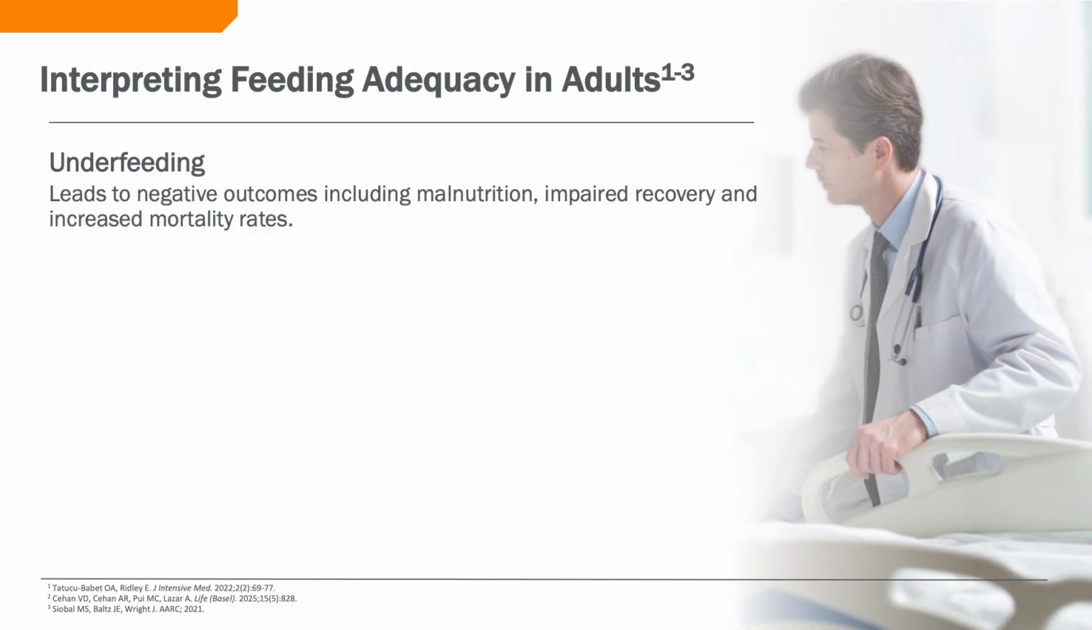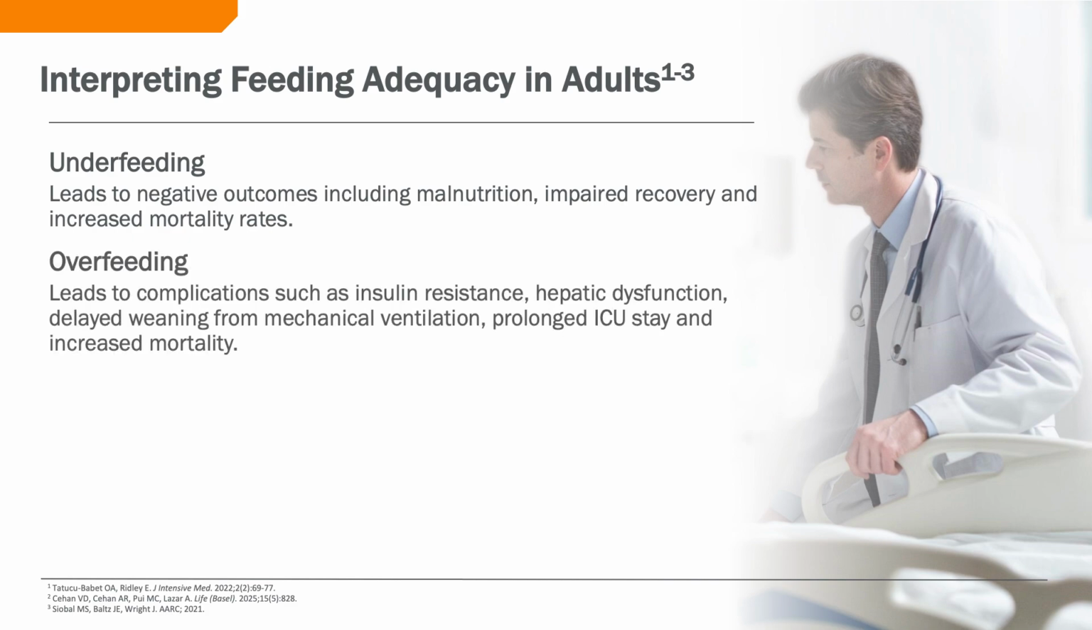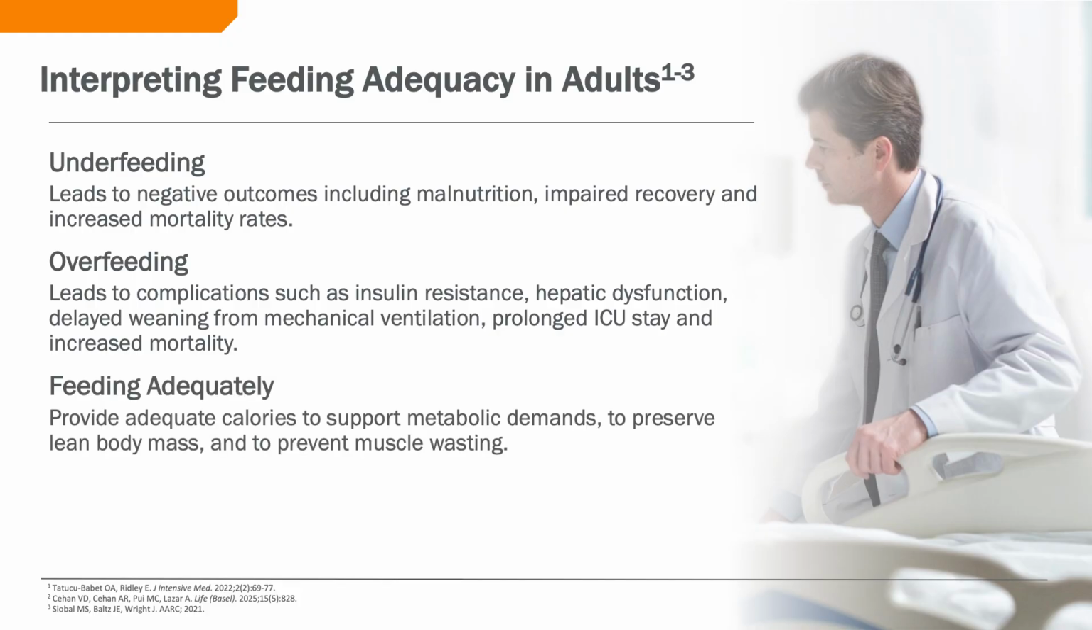How do we look at interpreting feeding adequacy in adults? When we're underfeeding, this leads to negative outcomes, including malnutrition, impaired recovery, and increased mortality rates. With overfeeding, this leads to complications such as insulin resistance, hepatic dysfunction, delayed weaning from mechanical ventilation, prolonged ICU stay, and increased mortality. Feeding adequately means we're providing adequate calories to support metabolic demands, preserve lean body mass, and to prevent muscle wasting.